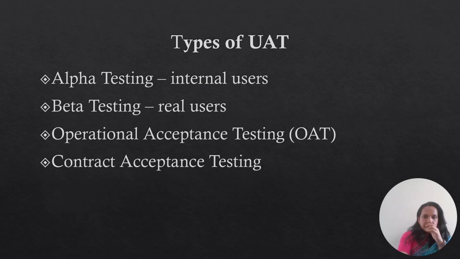Now, types of UAT testing. We have said there are different types of UAT testing. Alpha testing is done internally, while beta testing is done by real users, and operational testing checks system operations, and contract testing ensures requirements are fulfilled as per the agreement. So here: alpha testing, beta testing, operational acceptance testing, and contract acceptance testing. These are the different types of UAT.